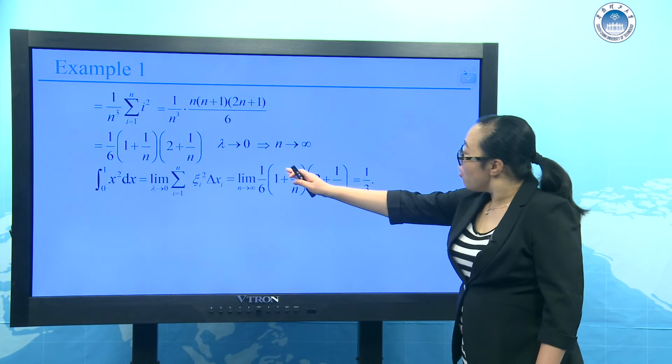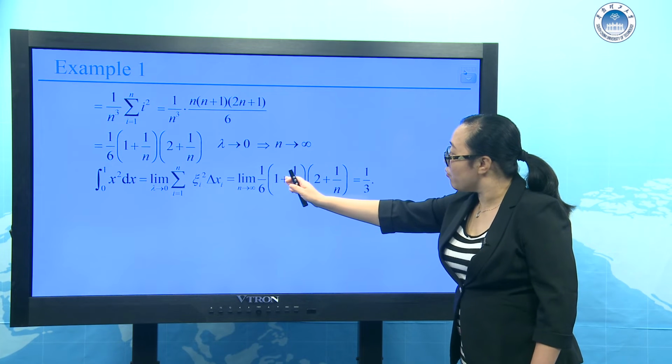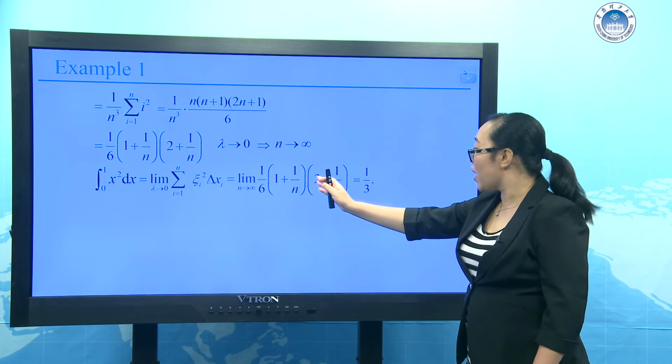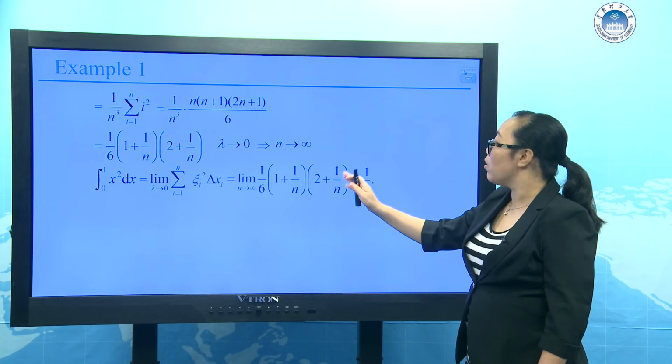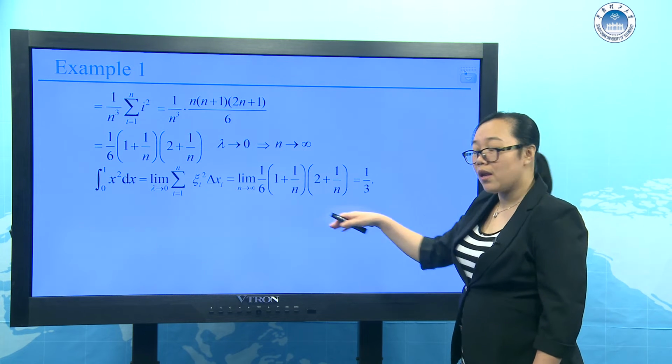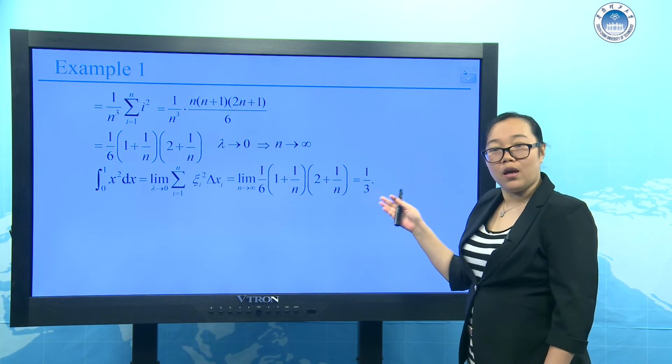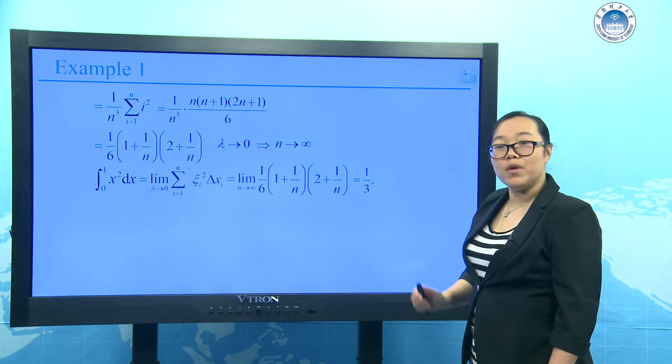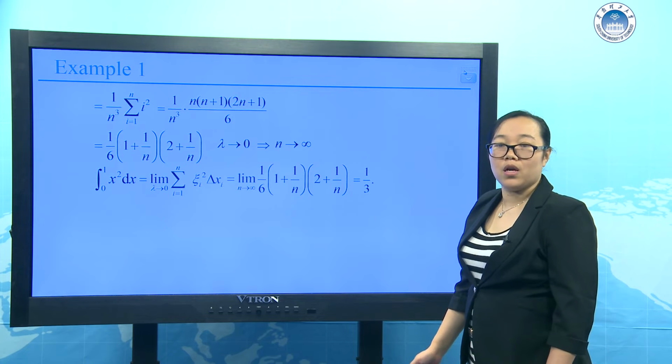Why? Yes, 1 over 6 times (1 plus 0) times (2 plus 0), so 2 over 6 together equals 1 over 3. It is our final value, which is the area of the region.